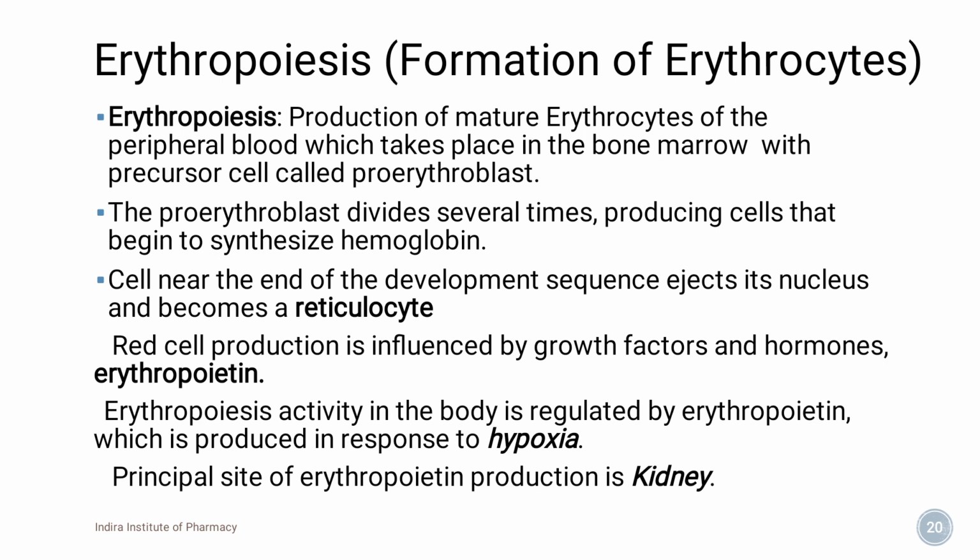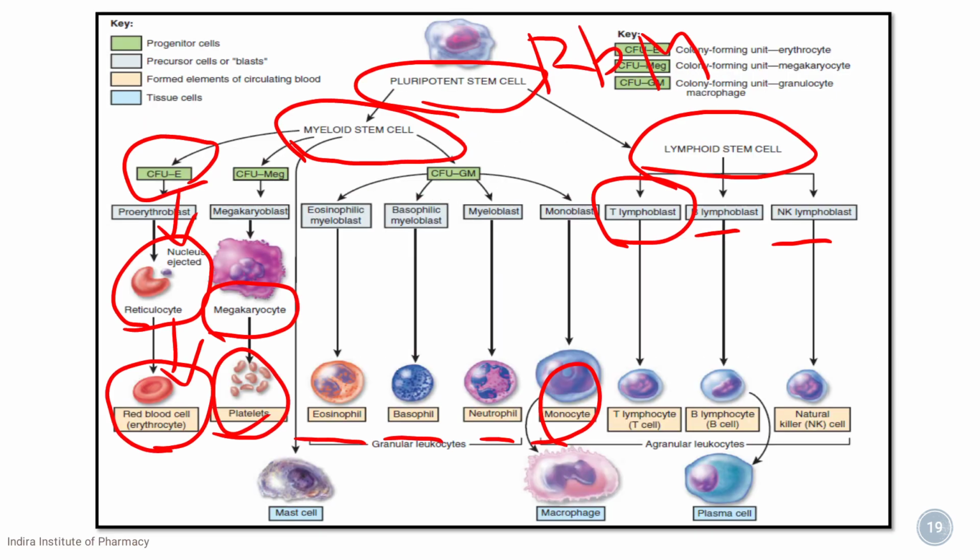So next we'll see the process of erythropoiesis, that is erythro means RBCs, poiesis, that is formation of RBCs. So erythropoiesis, that is formation of RBCs, which are also called erythrocytes. Erythropoiesis is the production of mature erythrocytes of peripheral blood which takes place in the bone marrow with a precursor cell called proerythroblast.